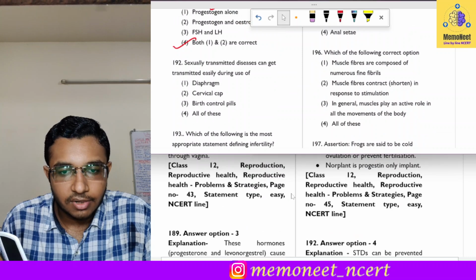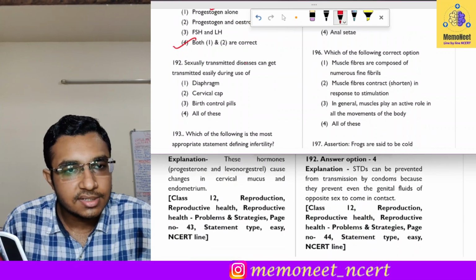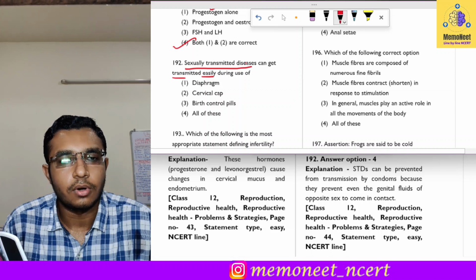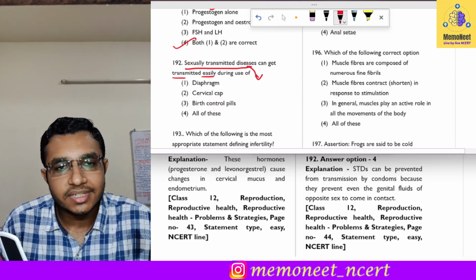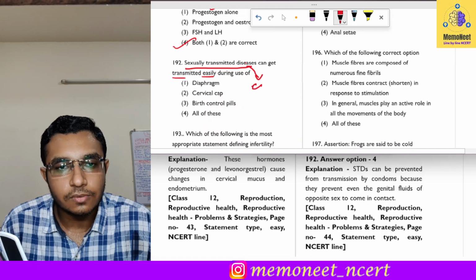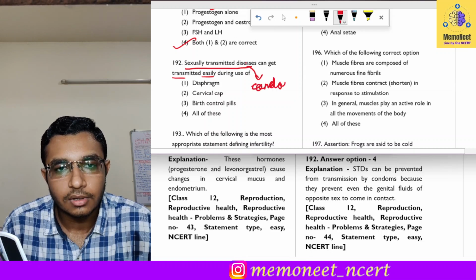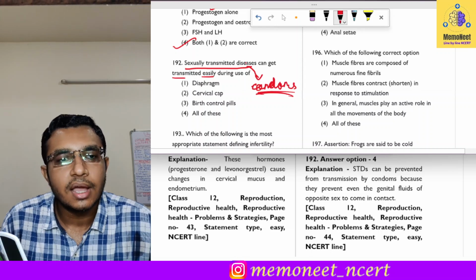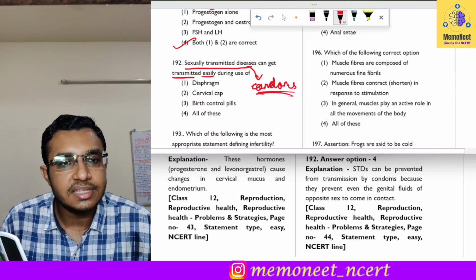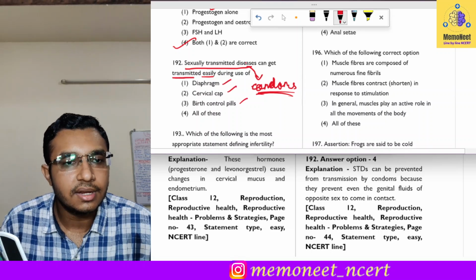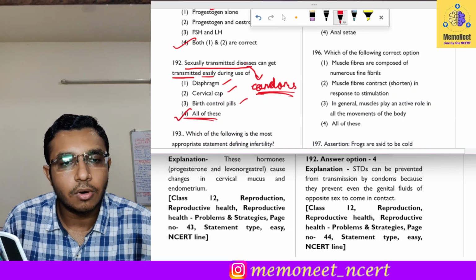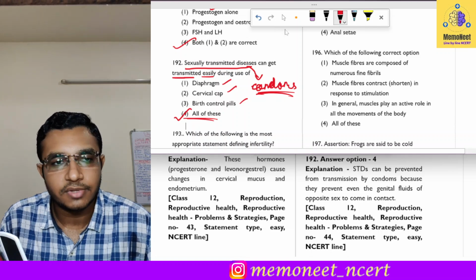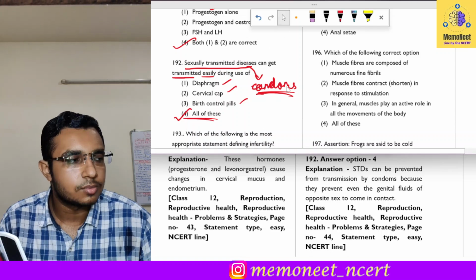Next is question number 192. It states that the sexually transmitted diseases can get transmitted easily during the use of what? Okay, so see, the transmission of sexually transmitted diseases is prevented by the use of condoms. Okay, so condoms prevent the transmission of the STDs, but they can get transmitted easily during the use of diaphragm, cervical cap and the birth control pills. Okay, so all of these can transmit the STDs easily. Okay, but the condoms prevent the transmission of STDs. So the correct answer of this question is option 4.